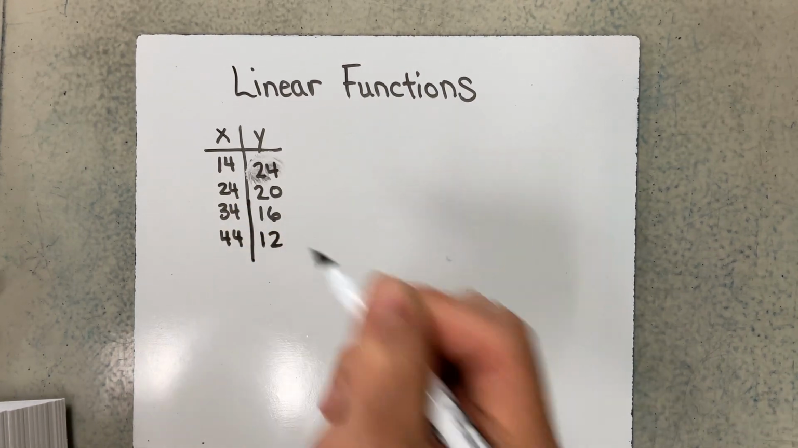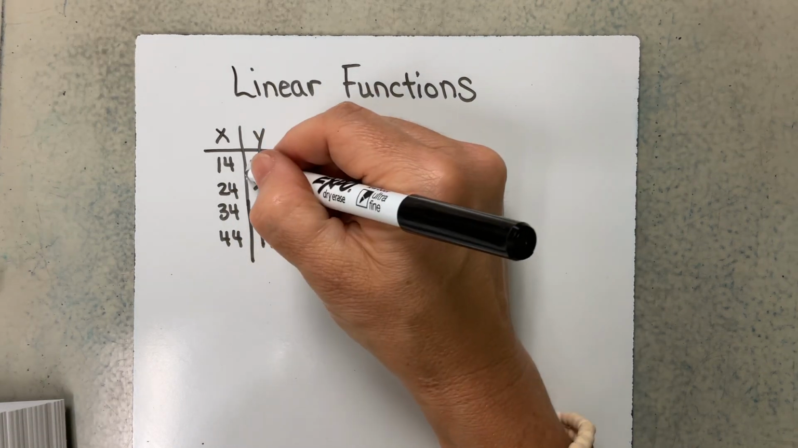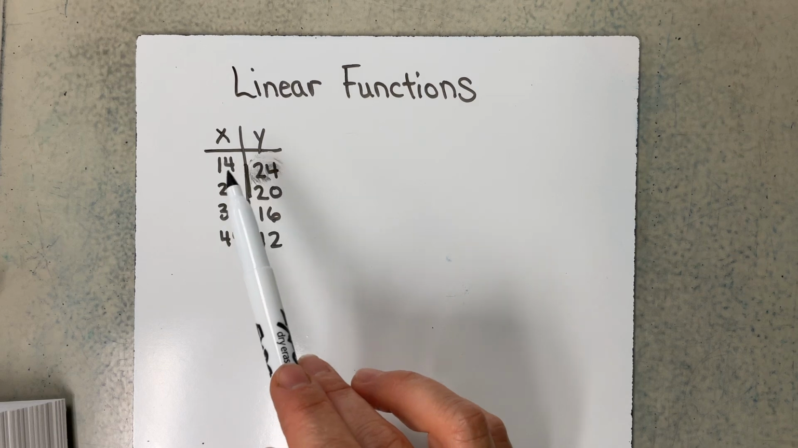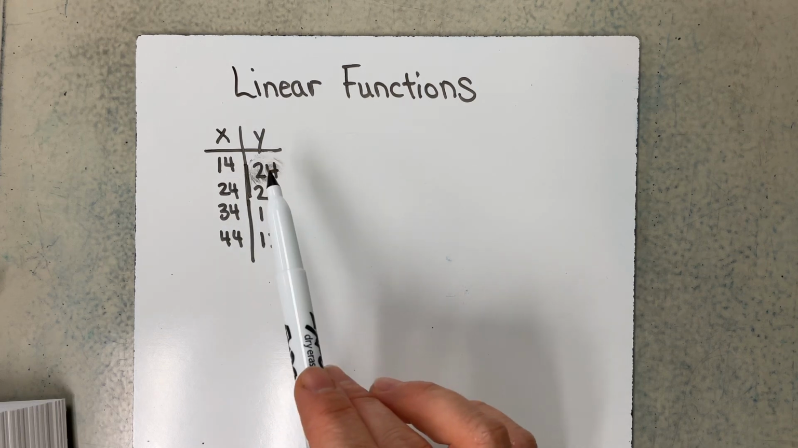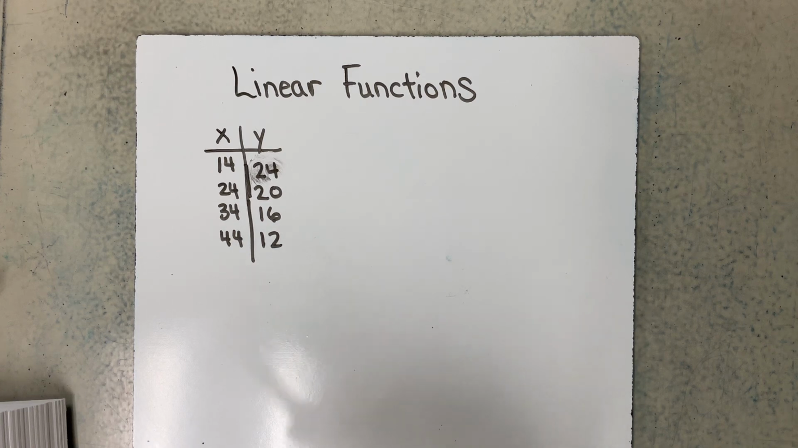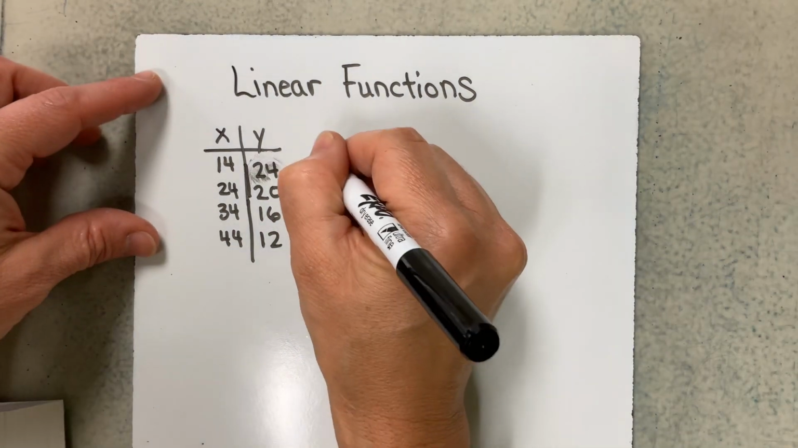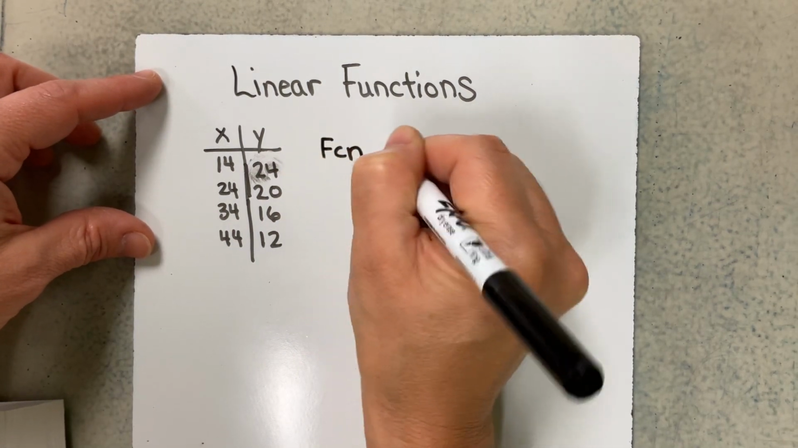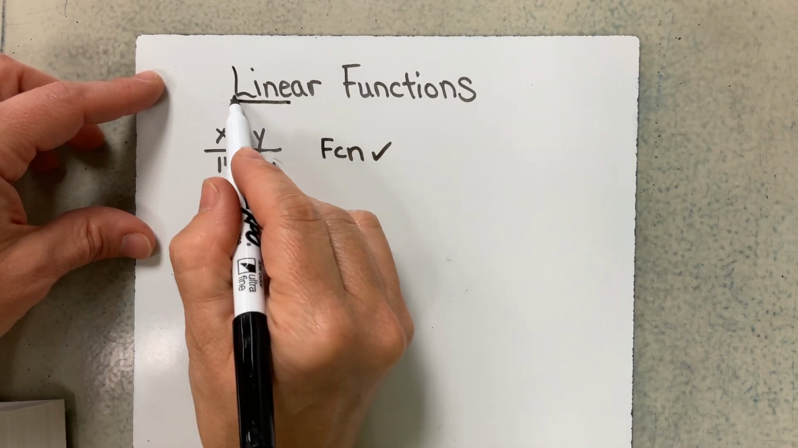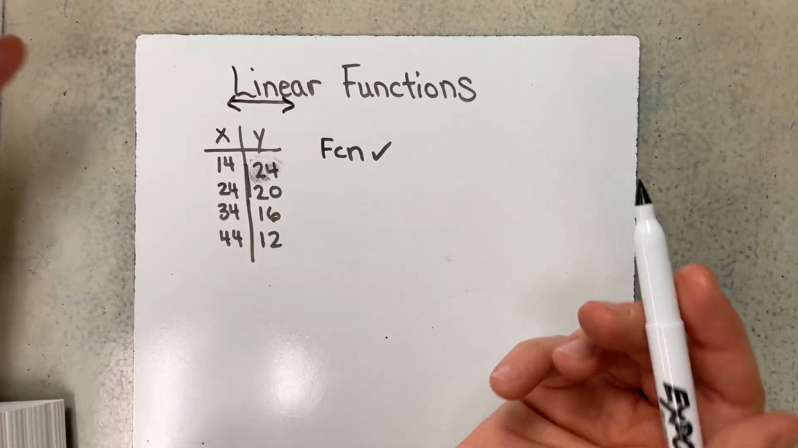Okay, so here is a set of numbers. The first thing I want to do is figure out, is this a function? So I have 1 x goes to 1 y. None of my x's are repeated. So yes, it is a function. Now, linear or line just means that it forms a line.